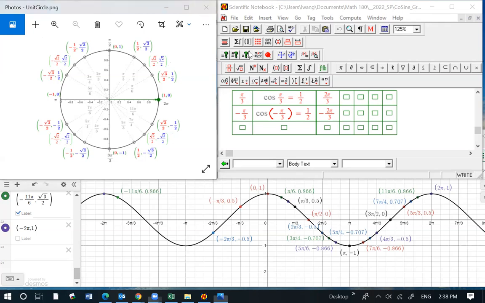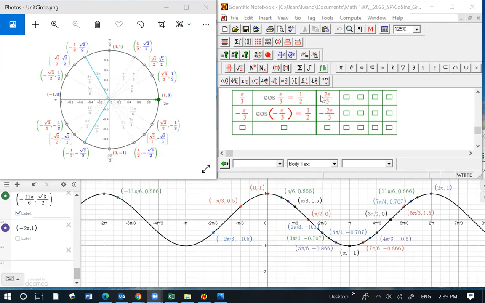Let me draw these pictures so you can follow what I'm saying. When I measure the angle, I get negative 2 pi over 3, which terminates over here. If I measure counterclockwise 2 pi over 3, I terminate over here. So these two angles are opposite to each other, and their red numbers, the cosine ratio, are the same.